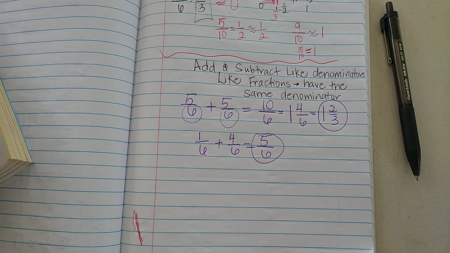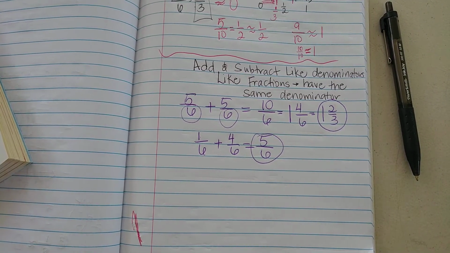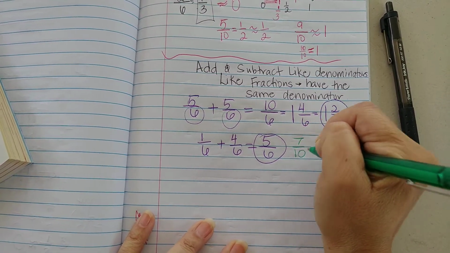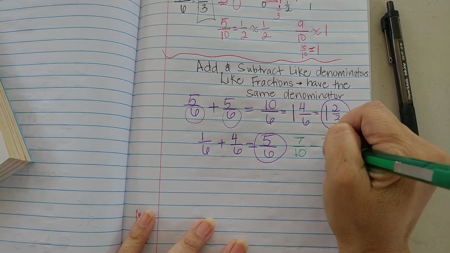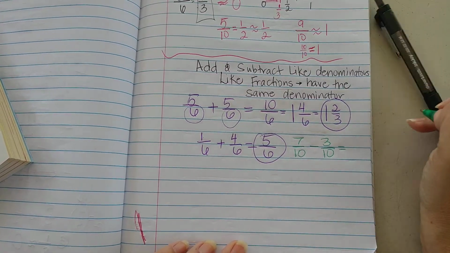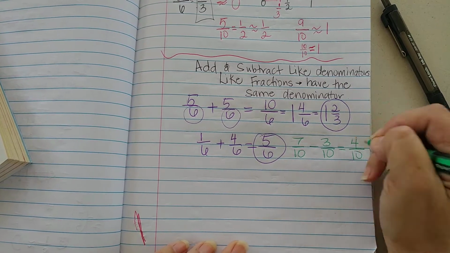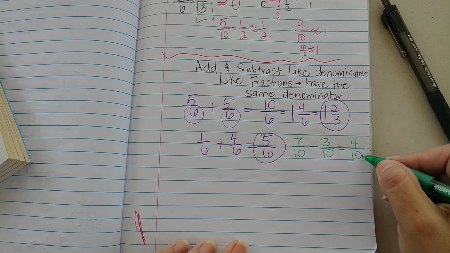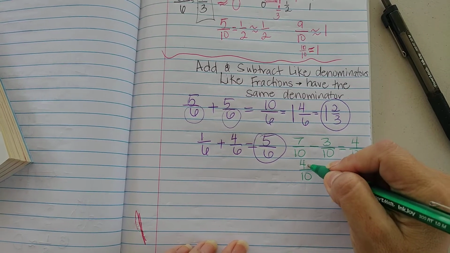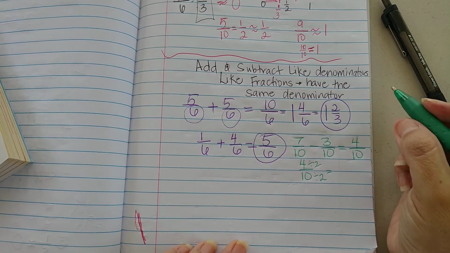Now, if you were to do subtraction, same thing with subtraction. Okay, so let's do 7/10 minus 3/10. Denominator the same? Yes. So I'm going to subtract. 7 minus 3, 4/10. Is this my final fraction? No, because I can simplify. So I can divide both by 2, right? Because what I do to the bottom, I do to the top.